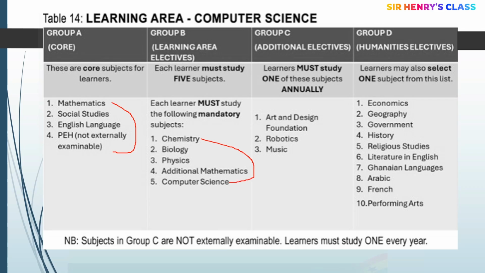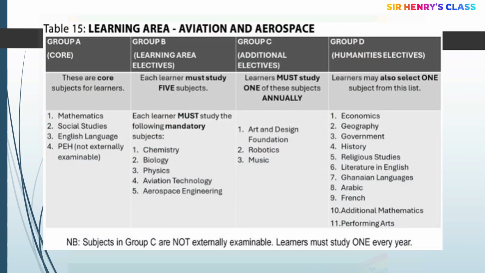And then if you want to do aviation and aerospace, the 4 core subjects still remain. And then here you are doing 5 mandatory. So we have aviation technology and aerospace engineering, plus chemistry, biology, physics. Your art and design foundation, your robotics, your music, you select 1 just for the year. And then we have the humanities, where you can select also just 1 and add it to what you have there. But don't forget, they are not examinable.